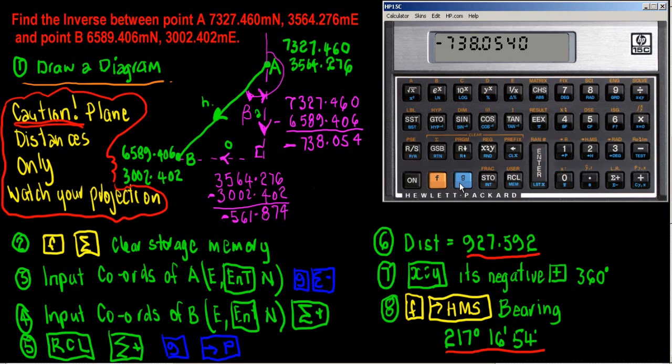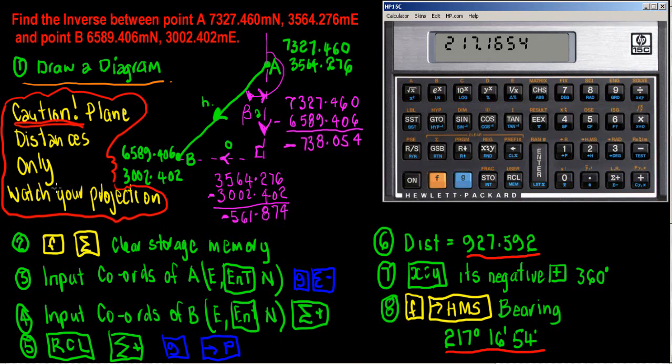And then of course we want that in rectangular to polar. There's our distance 927.592, xy that, add 360 because it's a negative, and then convert that to hours, minutes and seconds, 217.1654. So that's quite a lot easier using that little calculator like that, and that's how we can work out the inverse between 2 points.